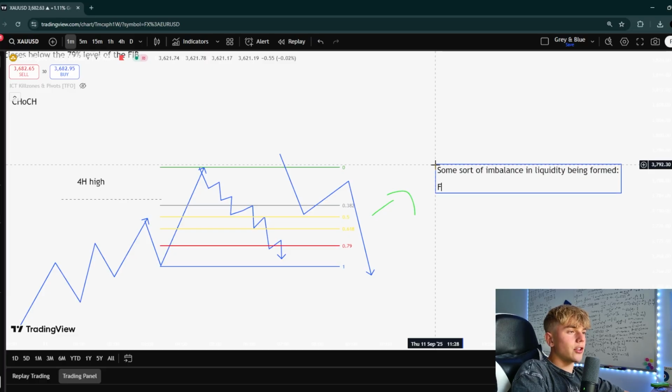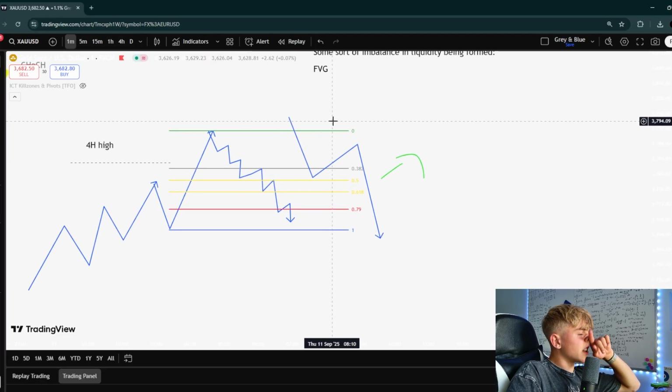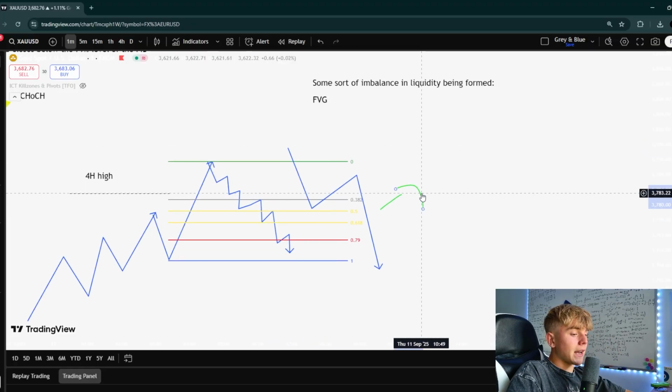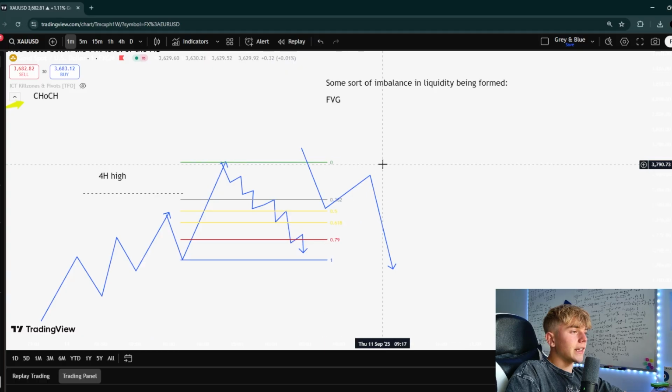Now, this is usually a fair value gap. Once I see price sweep liquidity, I need to see imbalances being formed. So that could be a fair value gap anywhere in price. So let's say we swept liquidity, came back down, came back up, and then once we're pushing down, we created a fair value gap in this area like so.